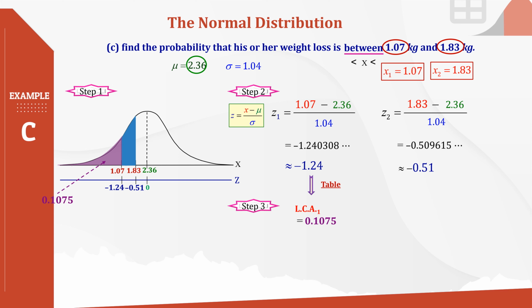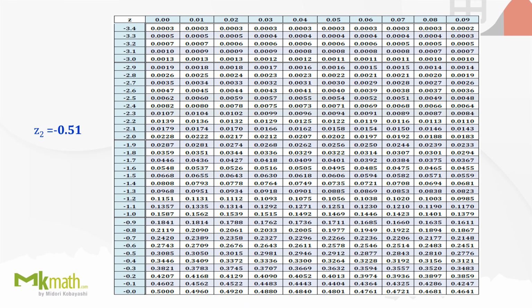Next, let's look up the Z table again using the Z2 score of negative 0.51 to find the left cumulative area 2. Again, begin by locating the first two digits of the Z score as negative 0.5, and then locate the second decimal place of 1 from the top row.